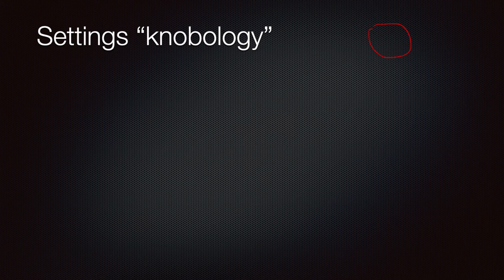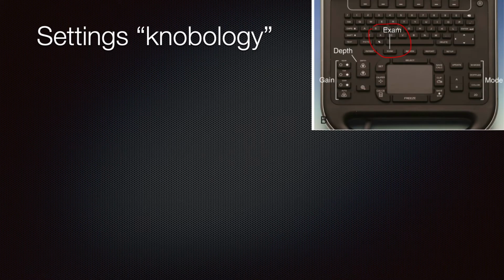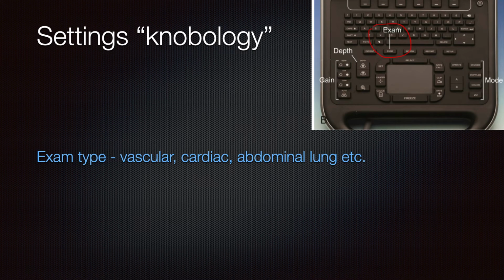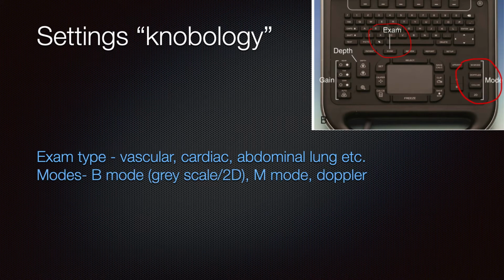So again, just to go on to some of the settings, or what we call knobology, on the machines that you're going to be working with. This is a Sonosite machine here. The first thing to know is the exam type. You want to tell the machine if you're going to be doing a vascular, cardiac, abdominal, lung, or other study. And then you also can set over on the right the different modes.